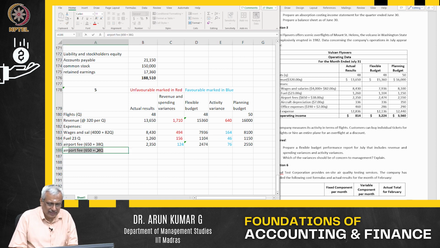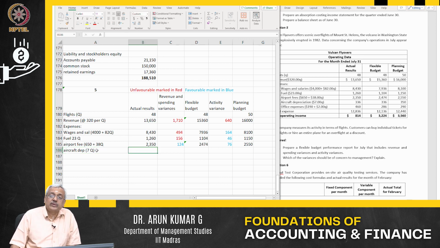Next, aircraft depreciation. It is at 7Q. So what is the actual? Actual is 336. Budgeted should be 7 into my 48, 336. So variance is 0. In this particular case, it will be 350 is actual budgeted. So 14 is your variance out there, which is again favorable to a large extent.